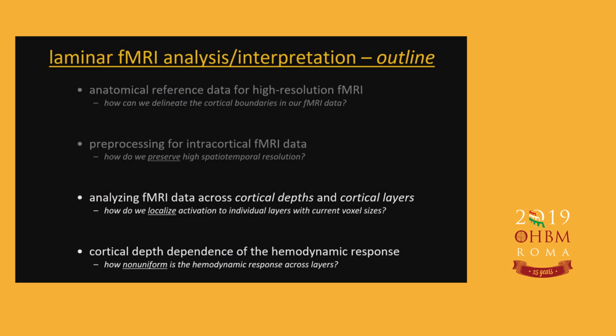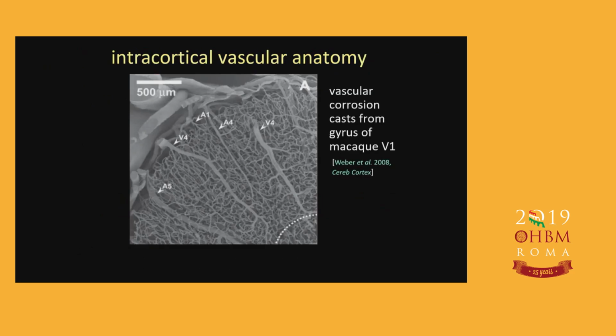Next, analyzing fMRI data across cortical depths and cortical layers. The very first step in laminar fMRI analysis is to simply sample the fMRI signals across cortical depths. Therefore, we need to be mindful of the different levels of intracortical vascular anatomy in the cortex. Here are the vessels shown in a cast of macaque V1. Of course, we have these large pial veins that drain deoxygenated blood from large cortical veins lying along the pial surface. We also have these ascending venules that penetrate perpendicularly into the cortex.